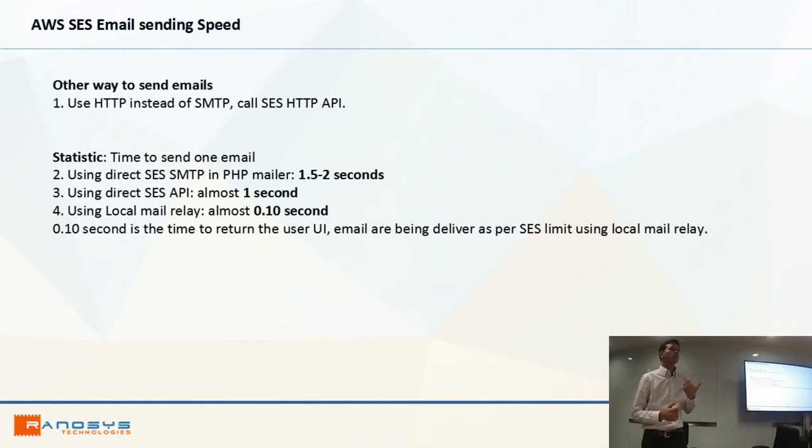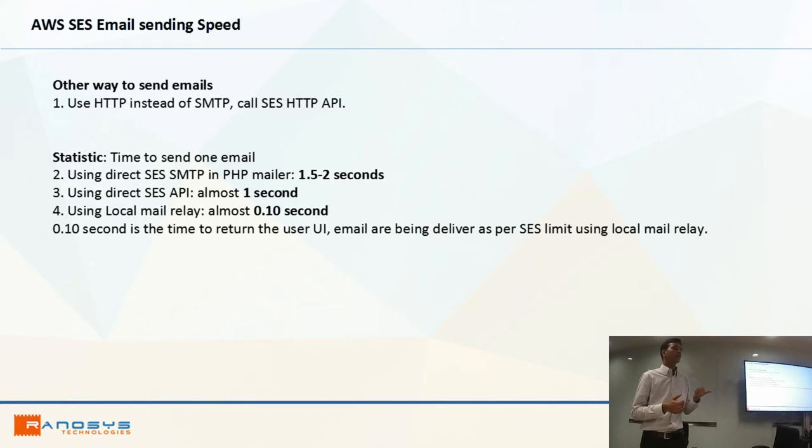And the other way you can use it, you can use the SDK service, that is the HTTP API you can use to send email, that is fast. Here I am writing some statistics which I measured. If you are using SMTP directly in PHPMailer, it takes around 1.5 to 2 seconds because multiple round trips from Singapore to North Virginia are happening. So the latency comes in there and it takes time.